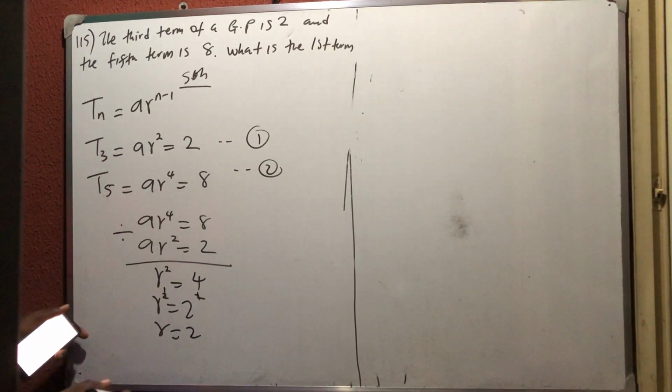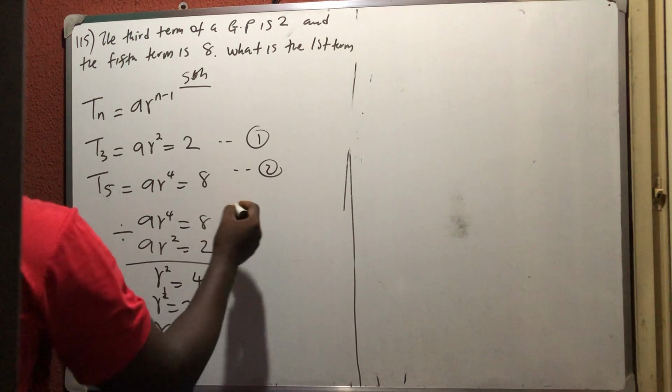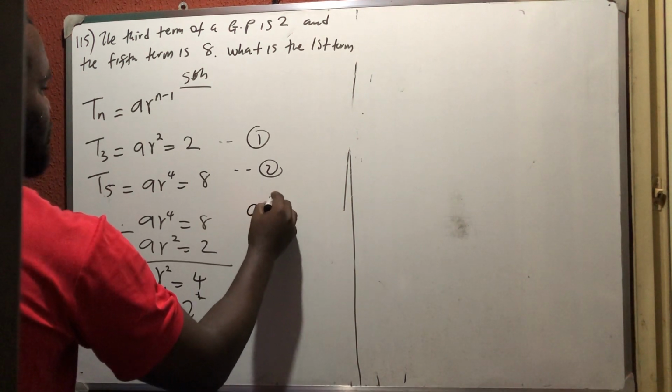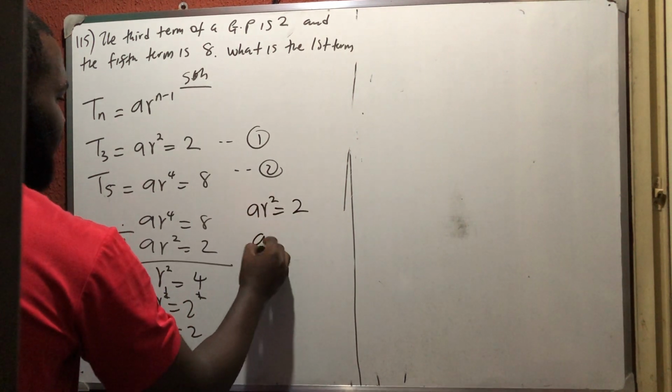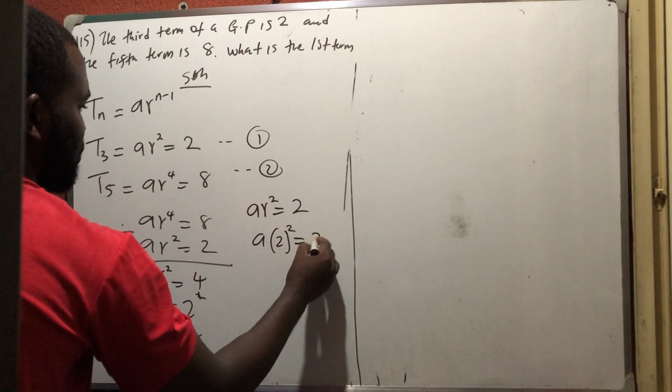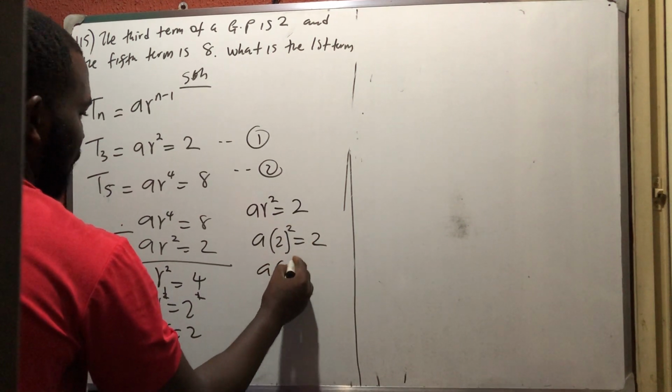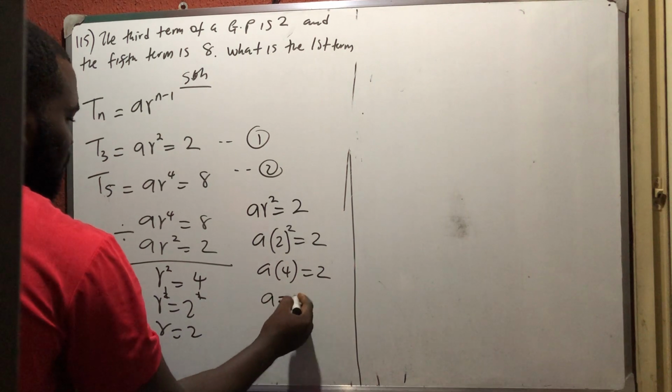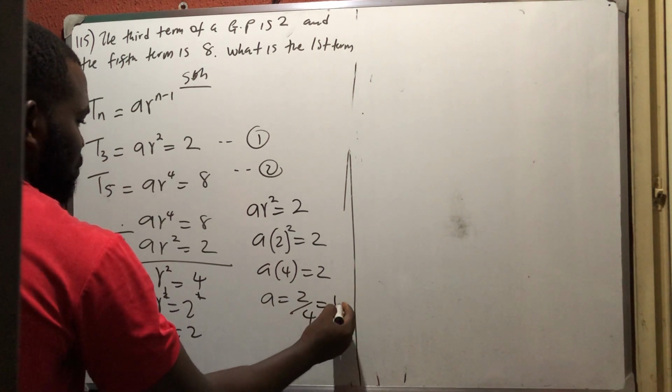So if you have gotten that your r is equal to 2, put it in any of the equations. So ar squared is equal to what? 2. So a bracket 2 squared is equal to 2. So a bracket 4 is equal to 2. So a is equal to what? 2 over 4, which is 1 over 2.